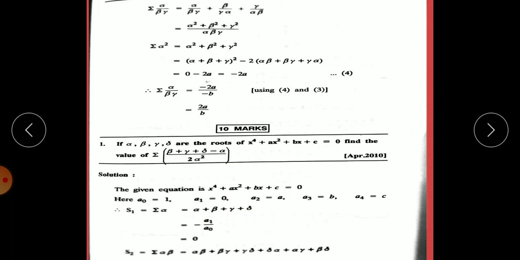Since it's a 4th degree polynomial, S1 equals the summation of alpha, that is, the roots you can find out. So alpha plus beta plus gamma plus delta is minus a1 by a0, that is 0. Then S2 equals the sum of products of the roots two at a time, that is a2 by a0. And S3 equals minus a3 by a0, that is the sum of products of the roots three at a time, so minus b. S4 equals just the product of the roots, alpha beta gamma delta, that is a4 by a0, that is c.